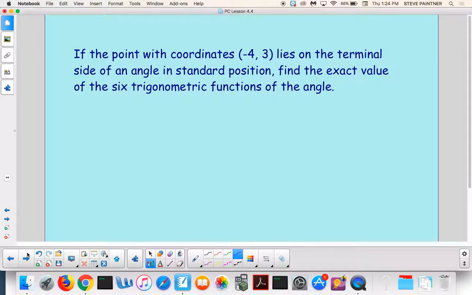Yeah? Okay, questions? If you have questions, say something. Okay, this one says, if the point with coordinates -4, 3, lies on the terminal side of an angle in standard position, let me just stop right there. Draw a picture of what I just said. Draw a picture. I quit right at the comma. I quit right there.